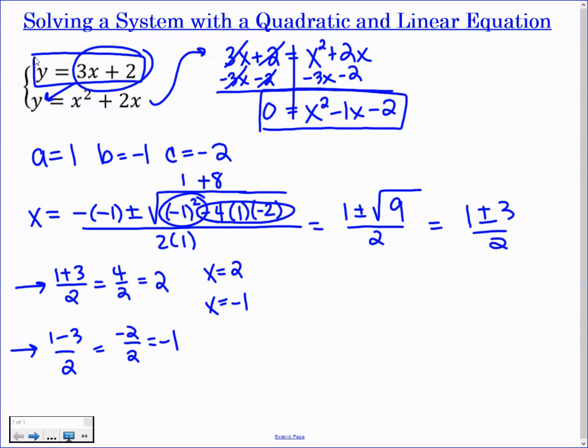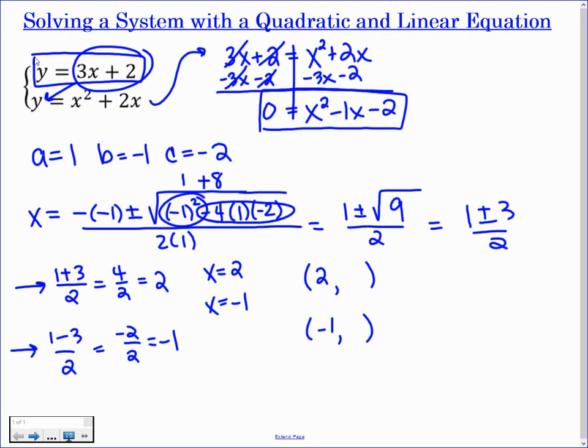Now remember, the solution to a system is the ordered pair, or ordered pairs, where they intersect. So it looks like this has two intersection points. And that should make sense because one's a curve and one's a line. They can cross more than once. In this case, they're crossing twice. So let's find their y coordinates. One of the coordinates is 2 comma y, and this one's going to be negative 1 comma their y coordinate.